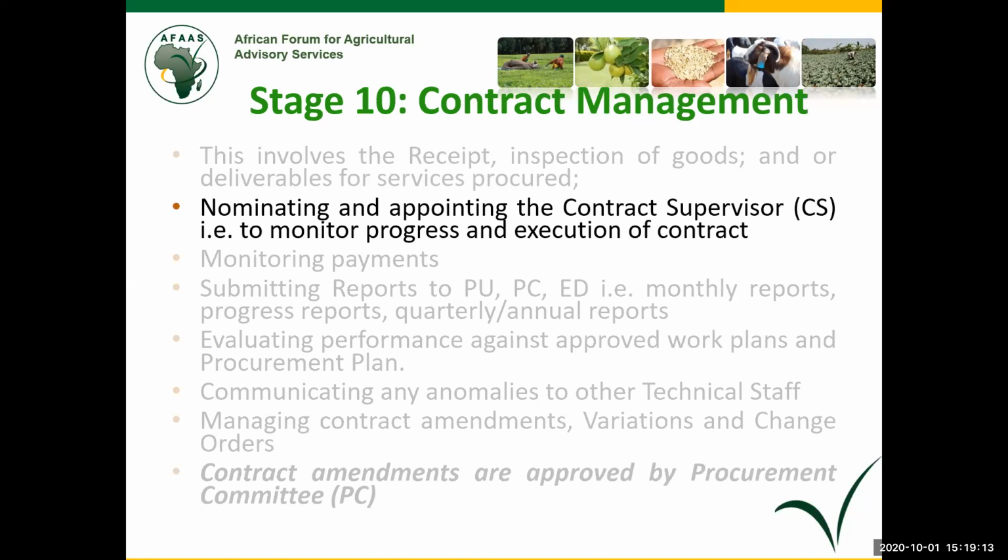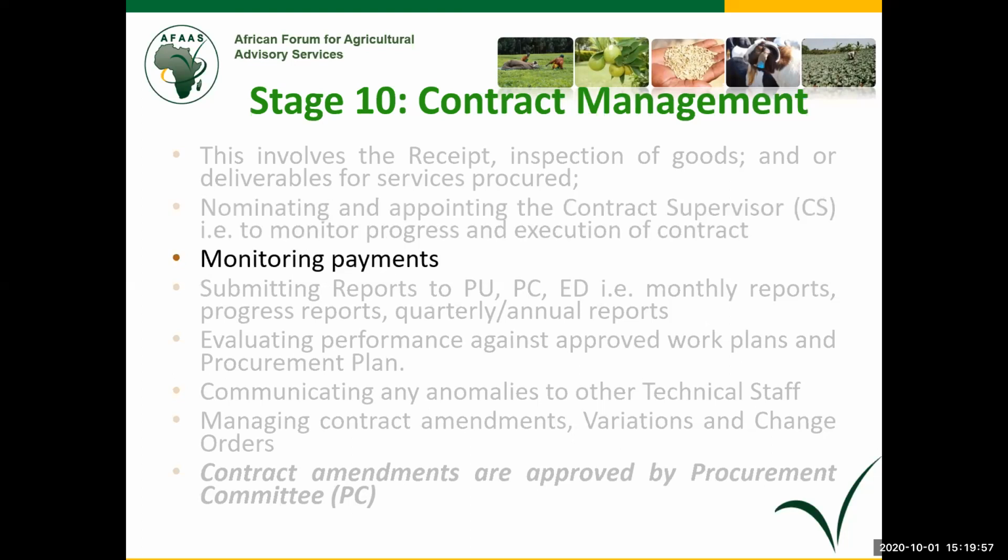What happens there? Upon signing the contract, the accounting officer is supposed to appoint a contract supervisor to monitor the progress and execution of the contract. The good thing is that in AFAS, we do it even before contract signing. The terms of reference indicate who will be the contract supervisor, and even in the contract, it is reflected. So in AFAS, we do not need to go into appointing at that stage because when the accounting officer signs off, automatically the one in the contract becomes the contract supervisor.